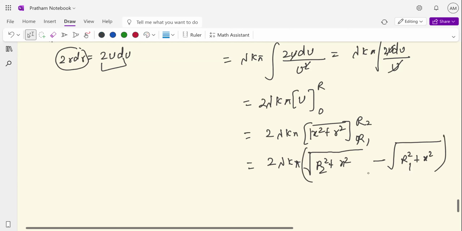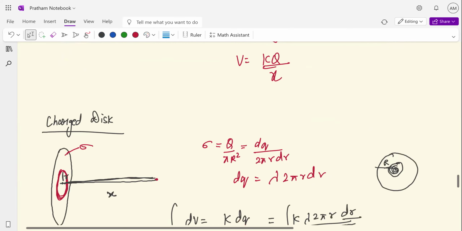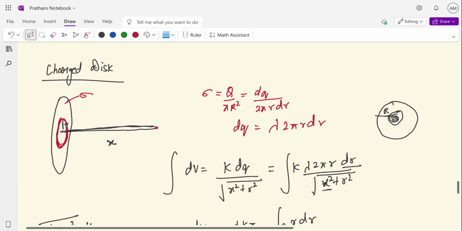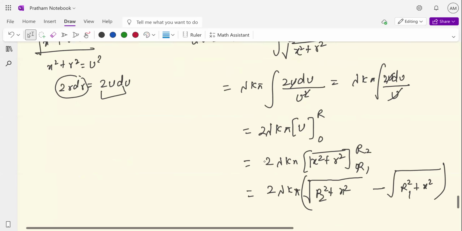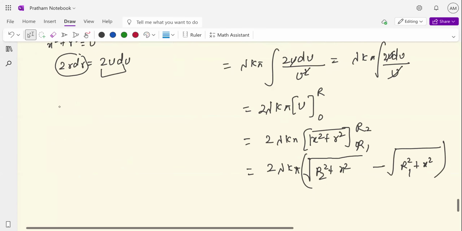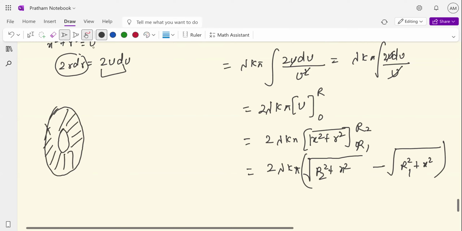What does this mean? Let me tell you. If you see, I took the complete charged disk, right? Just assume that if I am going from R1 to R2, it means I am not taking a charged disk here. I have taken another case. If you have a concentric ring like this, this part is hollow. It means you are going from radius R1 to finally R2.